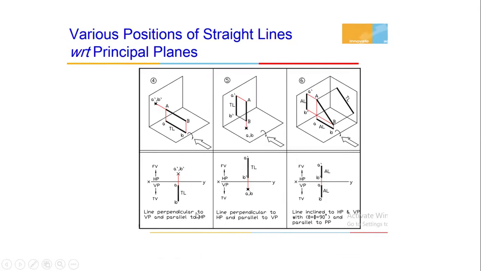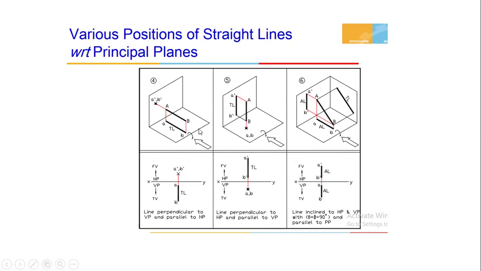These are the special cases: a line perpendicular to VP and parallel to HP. Draw the corresponding views, the front view and top view. Here the top view gives the true shape of the line AB, whereas in the front view the line looks like a small dot, a point, because the line is facing perpendicular to VP.